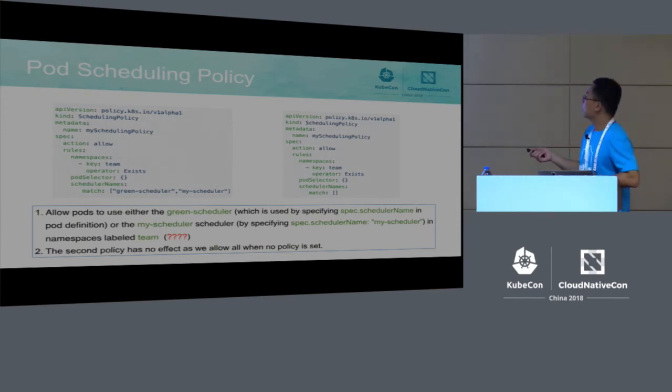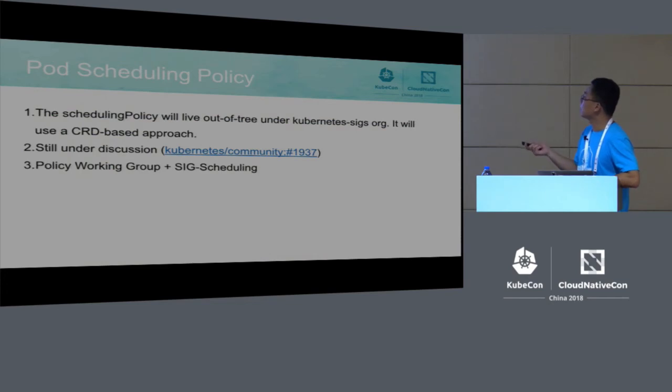Therefore, if you would like to use it, you need to use it from the community. The scheduling policy will be left out under the Kubernetes SIG org doc, and it will use a CRD-based approach. It is still under discussion because it is a really important project, and the policy working group is still cooperating with other projects of Microsoft to see whether we can cooperate with others. So a lot of things are under discussion. I hope that you can follow up on the latest data of this project. And if something has already been completed, we will terminate it.